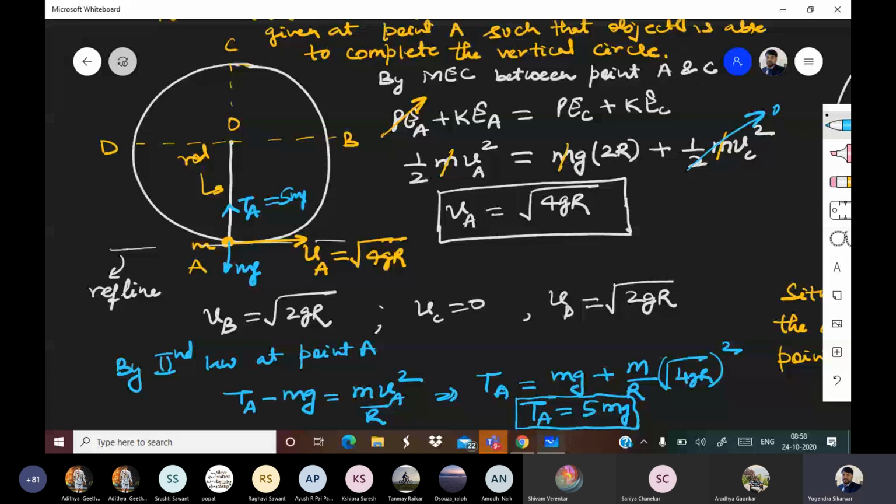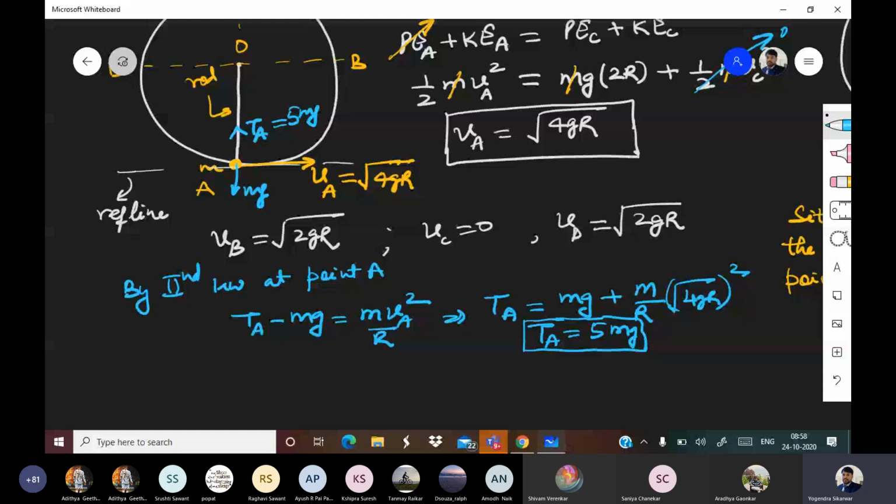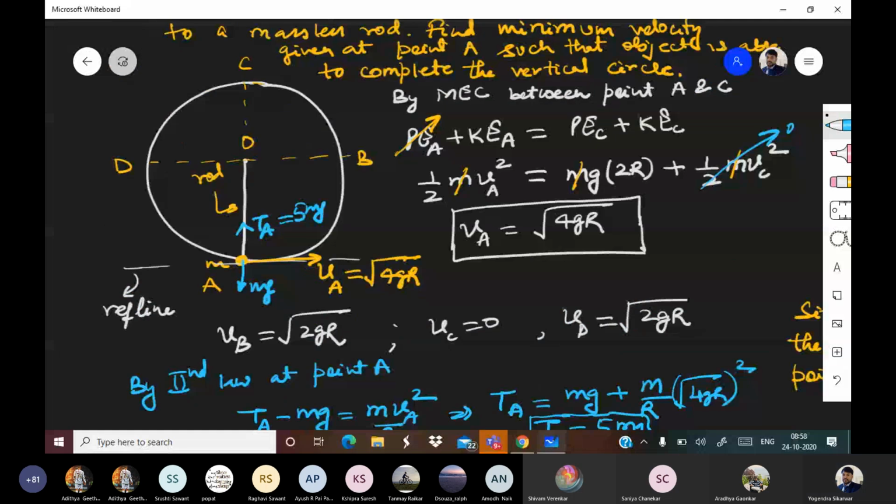So by this, TB will be 5 minus 3, which is 2 mg, and TC will be minus mg. This is quite interesting. Minus mg means what? Try to understand. The object is connected to a rod, and the rod has to push to hold the object. This facility was not available with the string. Somebody was asking, sir, how is it different? So here the rod will be exerting a push type force to balance the mass of the object at the topmost point.